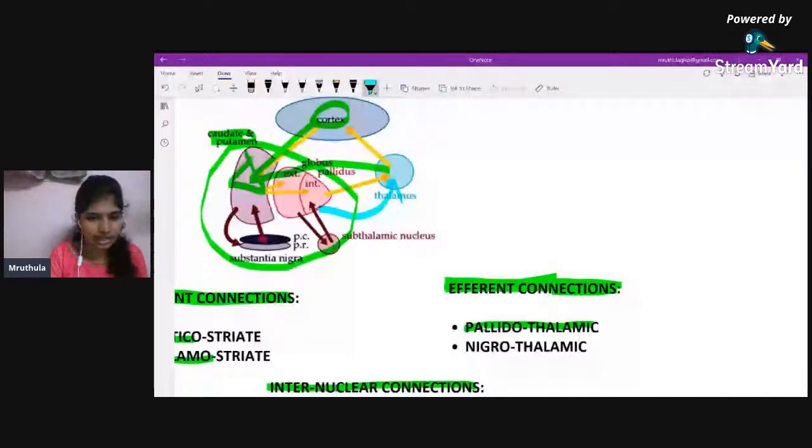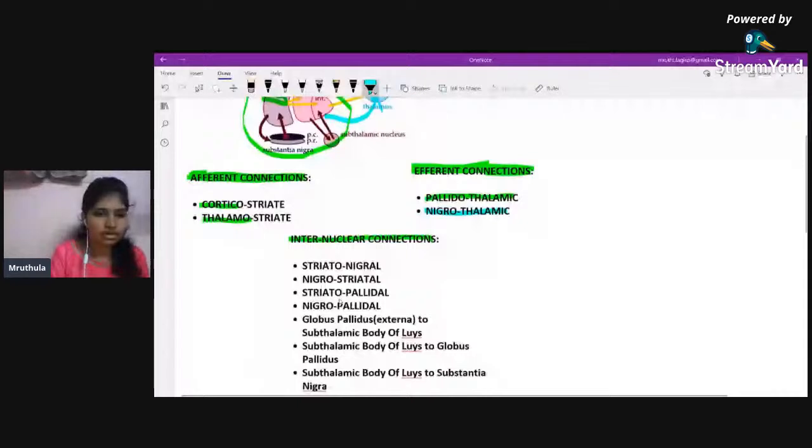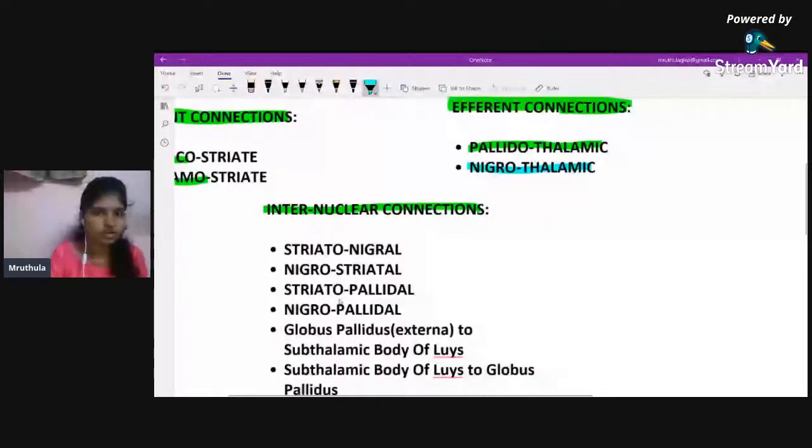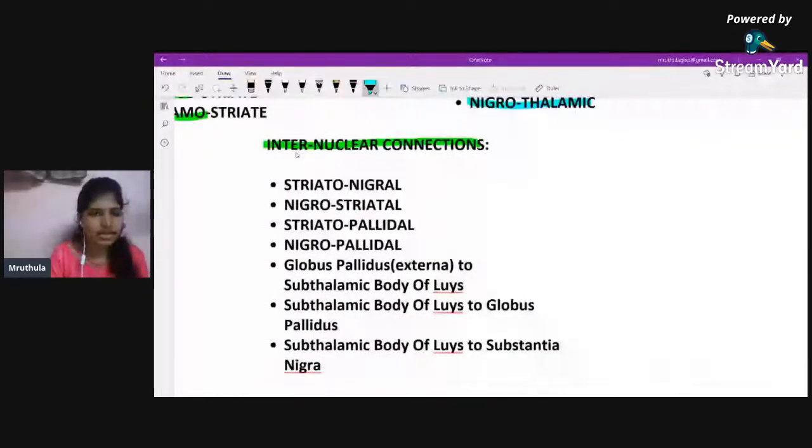Then the less significant one is nigrothalamic. Nigrothalamic means it's coming from what? Substantia nigra. Okay. So all these names are from the components' names only. Once you get to know the names of the components in a flow, it will be very easy for you to write these connections. So there were two afferents and two efferents. Those are the important ones.